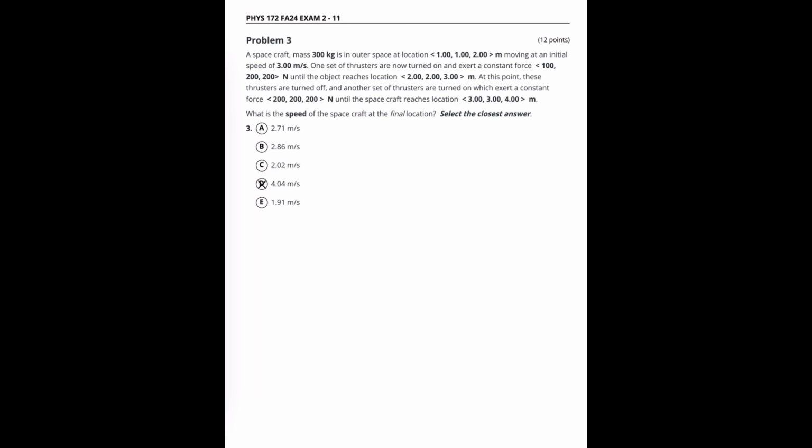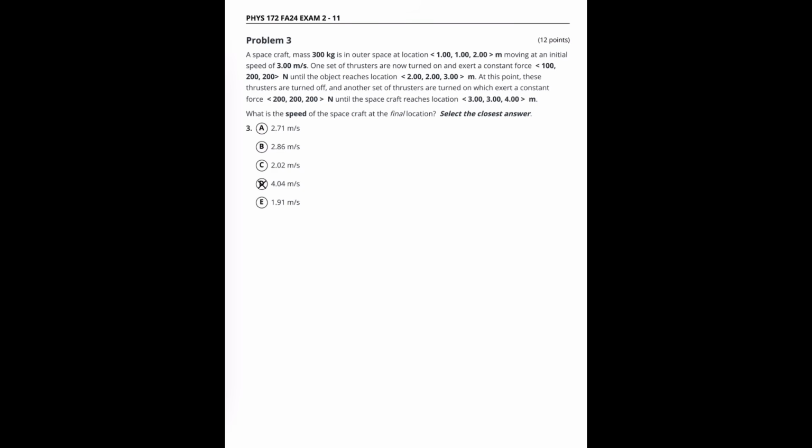Problem 3 states, a spacecraft of mass 300 kg is in outer space at location (1, 1, 2) meters, moving at an initial speed of 3 meters per second. One set of thrusters are now turned on and exert a constant force of (100, 200, 200) newtons until the object reaches location (2, 2, 3) meters. At this point, the thrusters are turned off, and another set of thrusters are turned on, which exert a constant force of (200, 200, 200) newtons until the spacecraft reaches location (3, 3, 4) meters. What is the speed of the spacecraft at the final location?